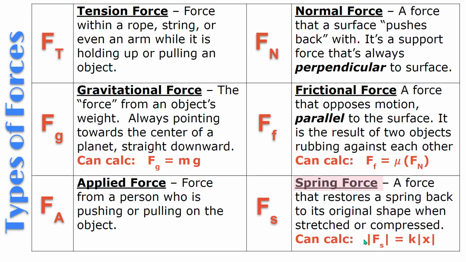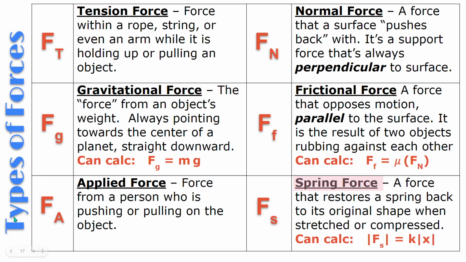We can also calculate it. Again, we're not going to use this equation yet. We'll talk about it later. But F sub S, or spring force, absolute value of it equals K times absolute value of X. And again, you don't have to know what those things mean yet because we haven't talked about them. The only one you should know right now is this one, Fg equals M times G.